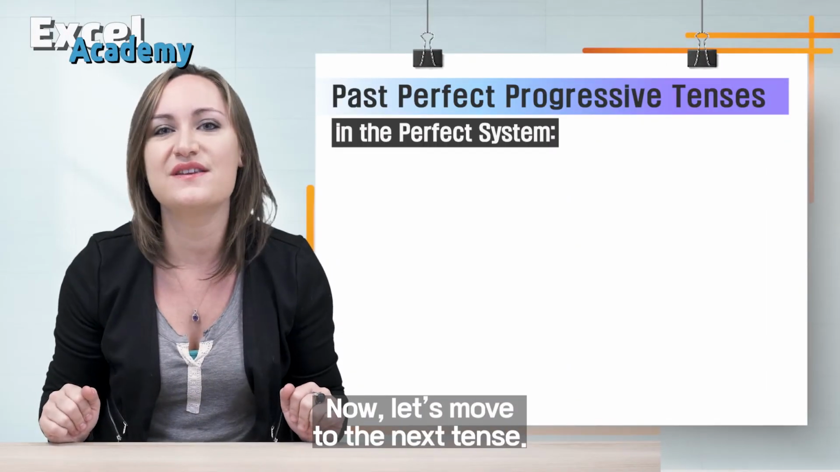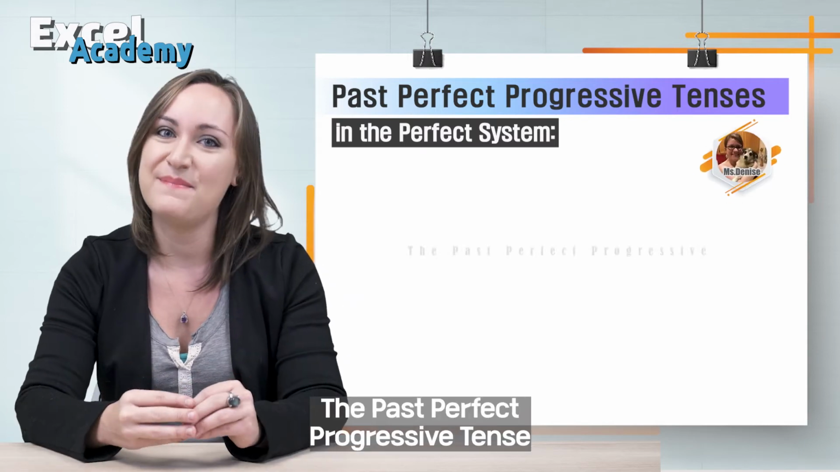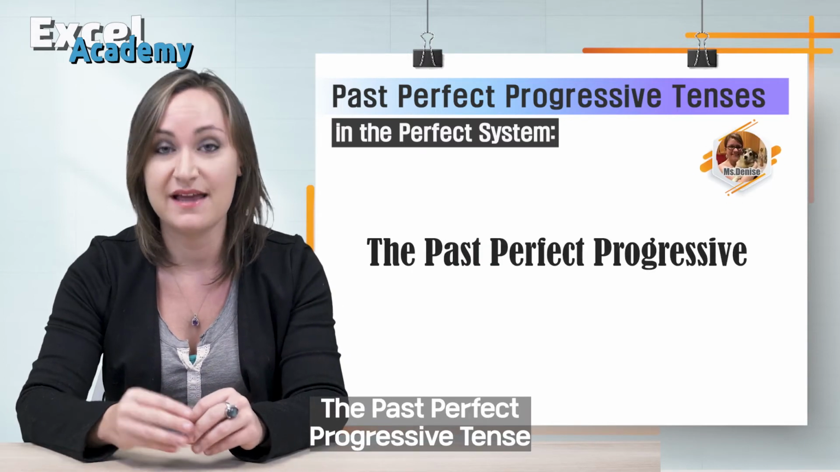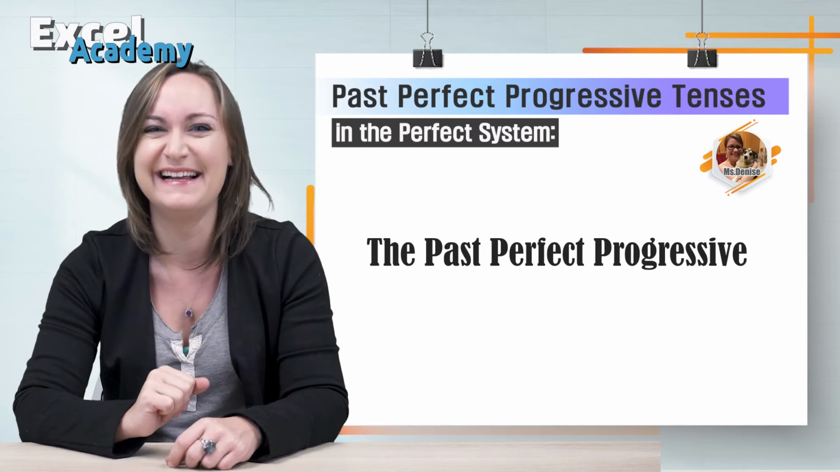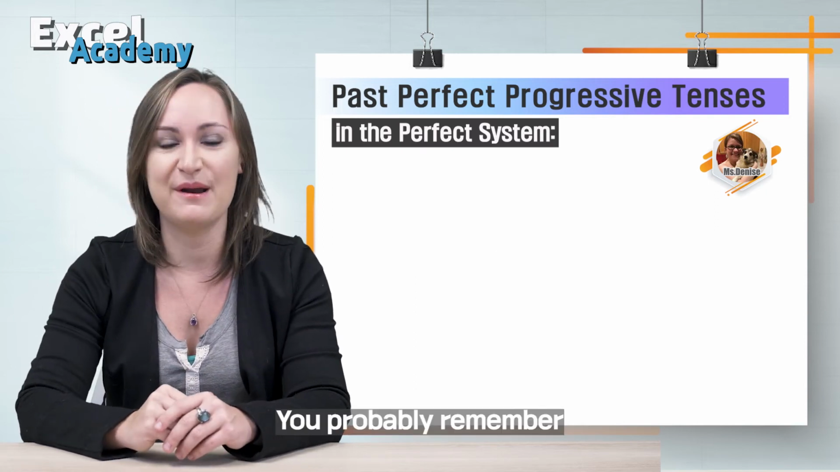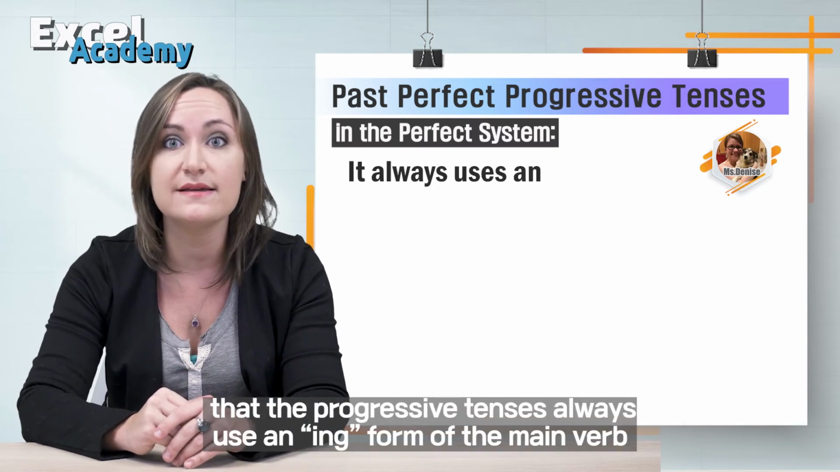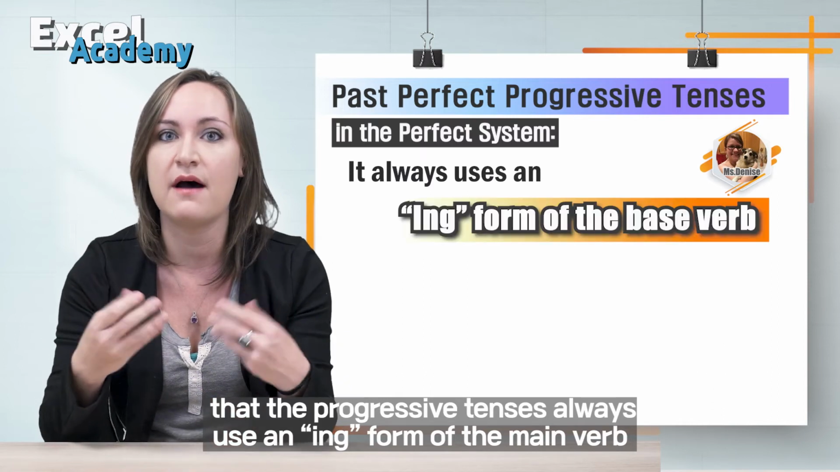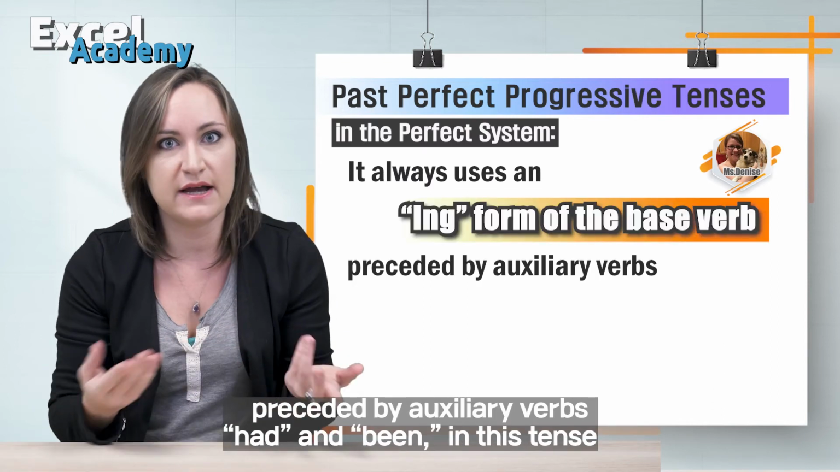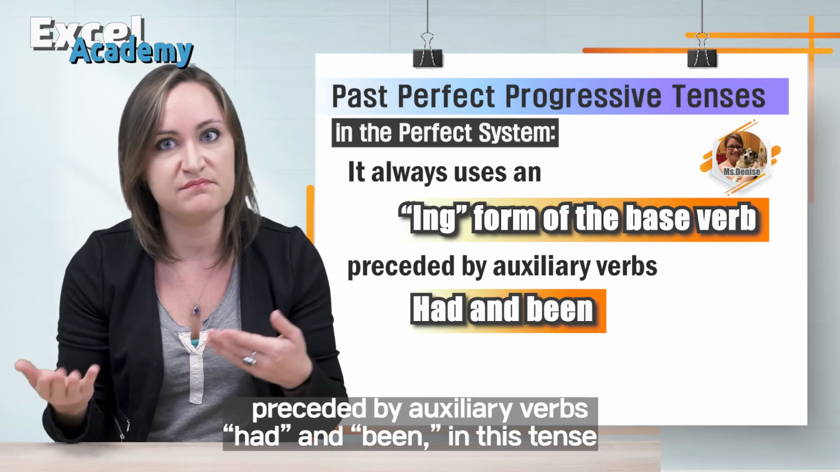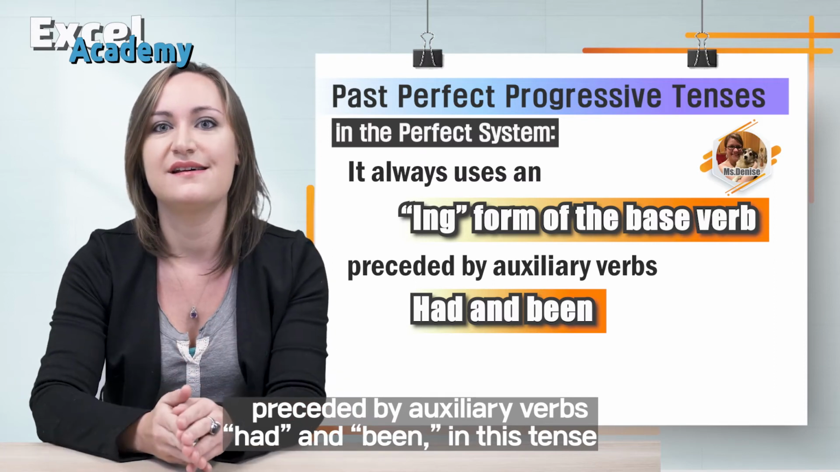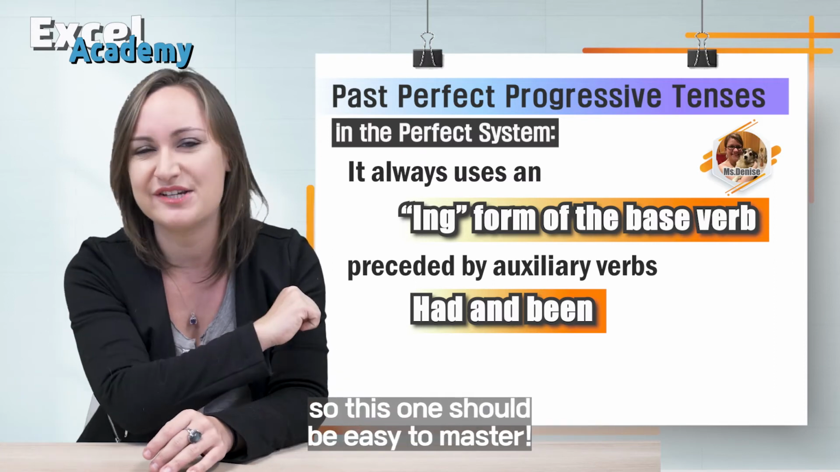Now let's move to the next tense. The past perfect progressive tense. Say that 5 times fast. You probably remember that the progressive tenses always use an ing form of the main verb preceded by auxiliary verbs, had and been, in this tense. So this one should be easy to master.